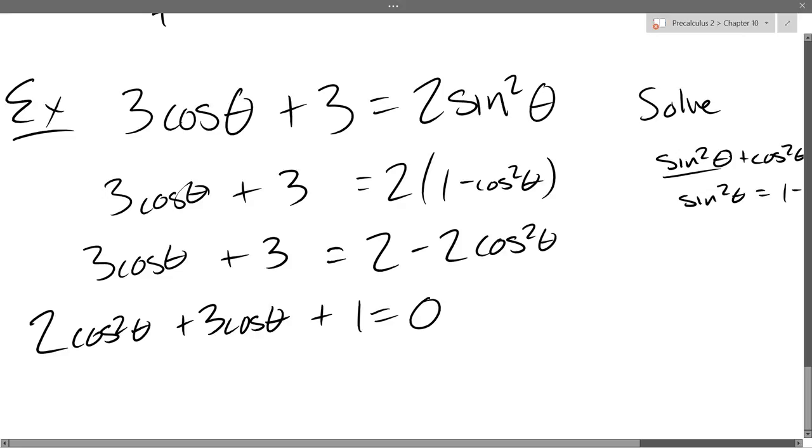So any algebra questions getting down to here? All right, I want you to finish this. You're going to factor, and this should be an easy factoring.